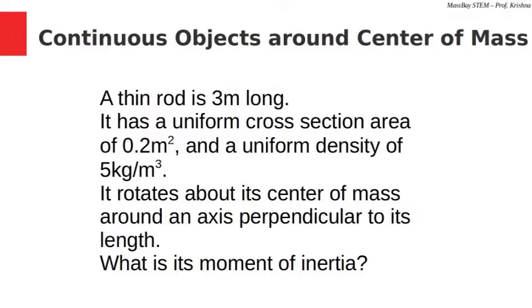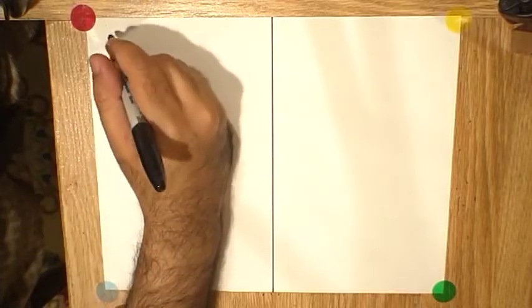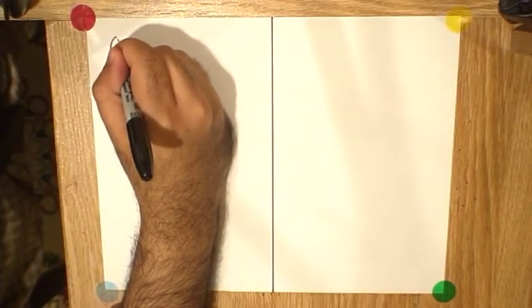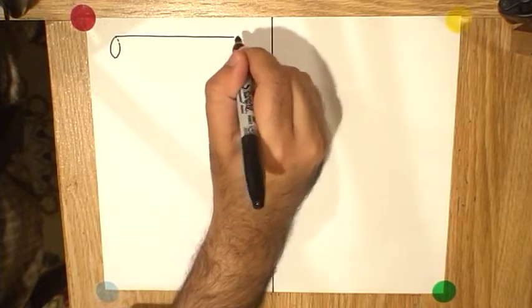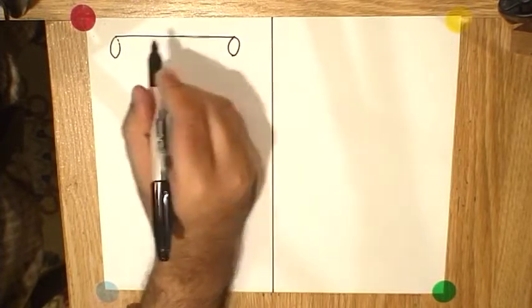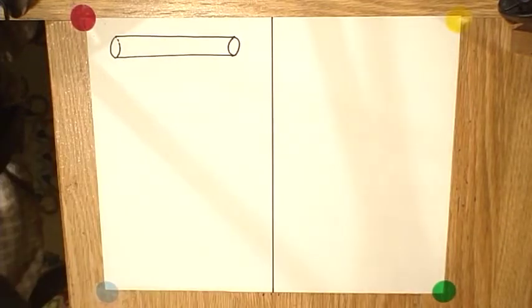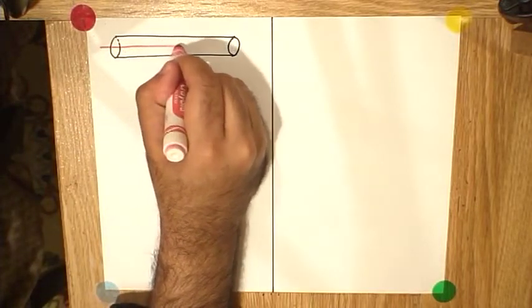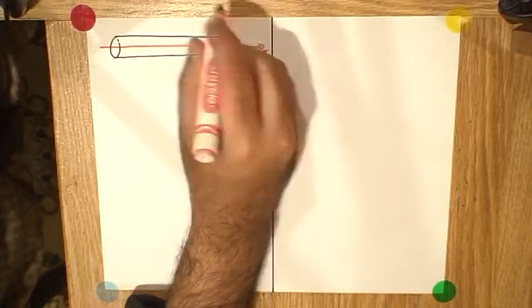A thin rod is 3 meters long. It has a uniform cross-section area of 0.2 meters squared and a uniform density of 5 kilograms per meter cubed. It rotates about its center of mass around an axis perpendicular to its length. What is its moment of inertia? Let's start by drawing the rod. And then drawing the axes. I'm going to set my axes like this, and I will explain why in just a second.